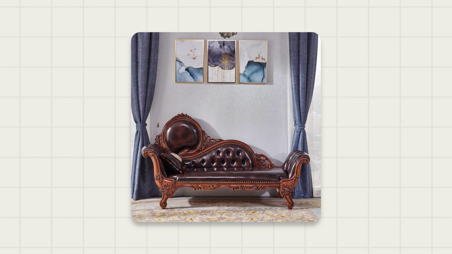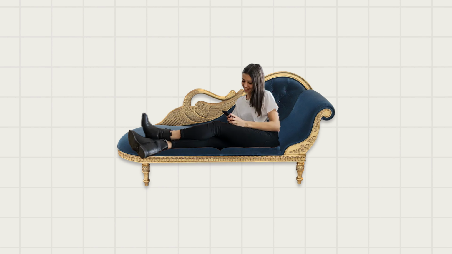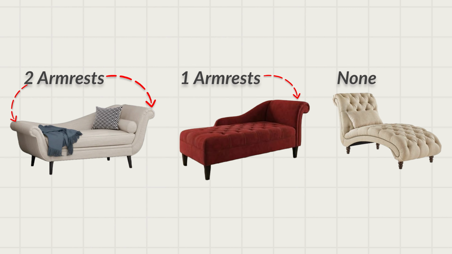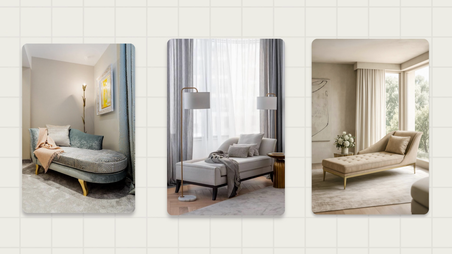A chaise lounge is basically an upholstered seat that's long enough to let you fully stretch your legs, and modern ones can have 2 armrests, 1 armrest, or none, but they're always meant for one person. Think of it as something between a chair and a bed. Nowadays, most people use this as a statement piece, so guests know they have style.